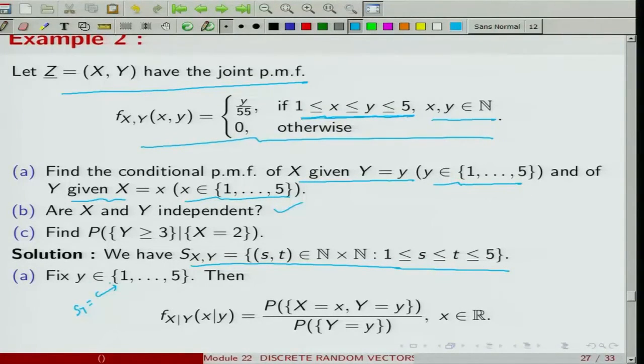So, for y belonging to 1 to 5, f_{X|Y}(x|y), that is a conditional probability mass function, which is the joint probability mass function, probability X equal to x, Y is equal to y, divided by the marginal of Y, which is the same as probability Y is equal to y. Probability X equal to x, Y is equal to y we already have. So, here for fixed x, y can go from x to 5.